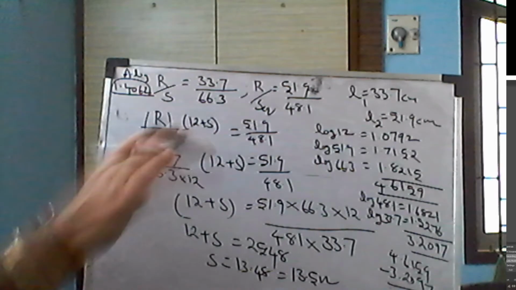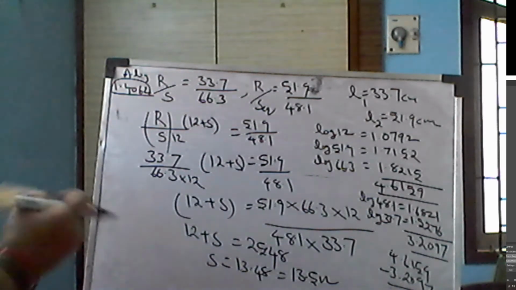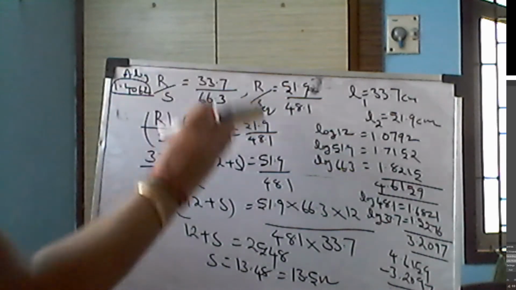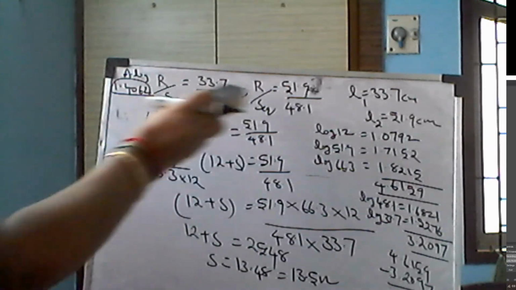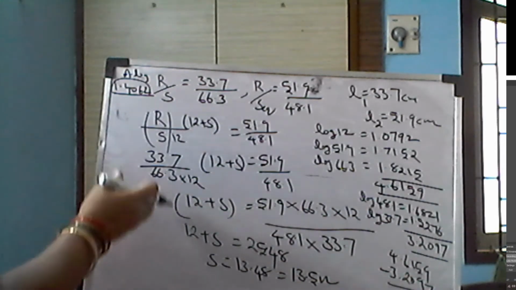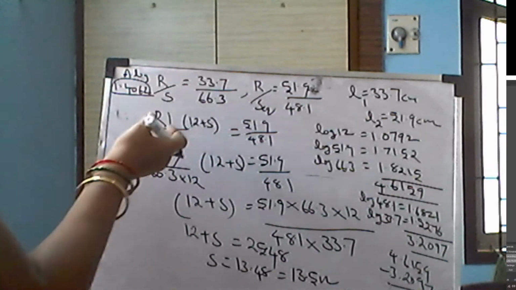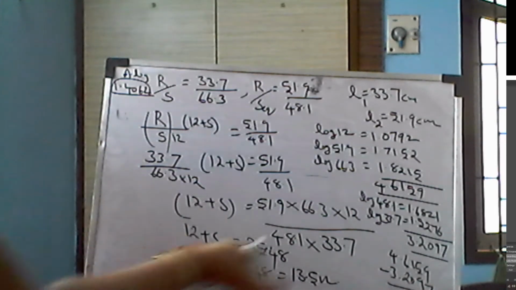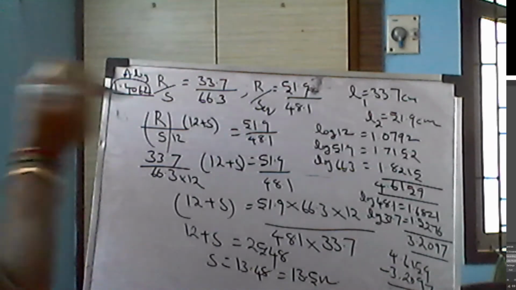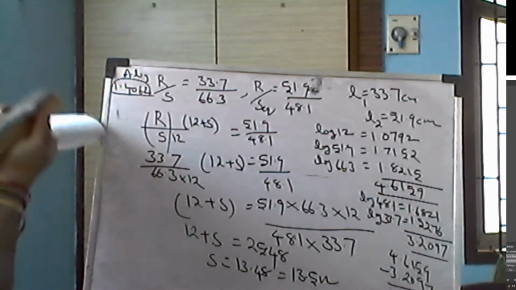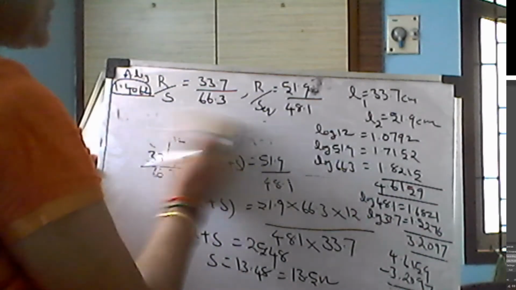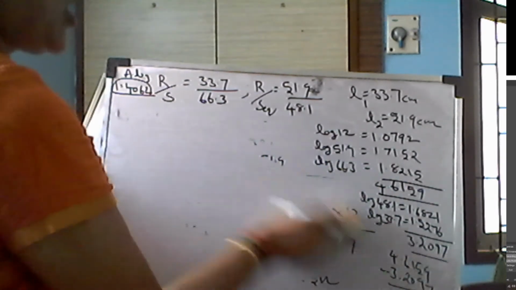So this is just calculation using logarithm. I think you have understood. First I took R by S, then I took R by S equivalent. Then I substituted for the equivalent, and for R by S I substituted the value from here. This is a simple mathematical calculation using logarithm. So I am rubbing this, and I will write here because I have to calculate the value of R.